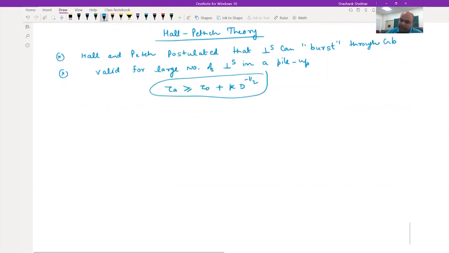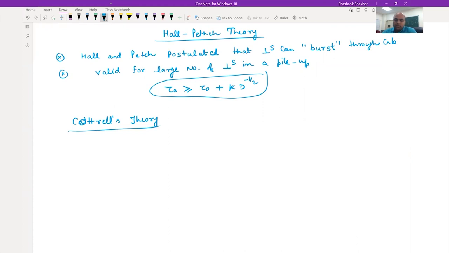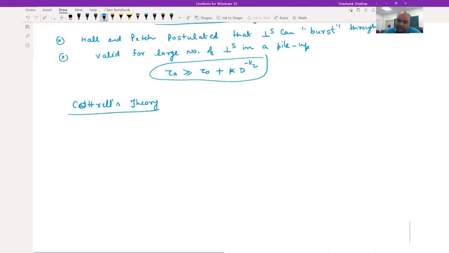Later on, Cottrell came and he proposed another theory. So what was the proposition here? He mentioned that it is virtually impossible for dislocations to burst through the boundaries. Instead, since you have a stress concentration at the leading dislocation in the pileup, they are going to activate dislocation sources in the adjacent grain, such as a Frank-Read source. So that is what they proposed, and they also gave a formula for that.